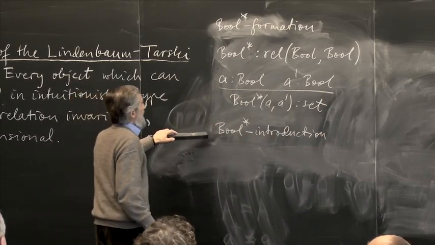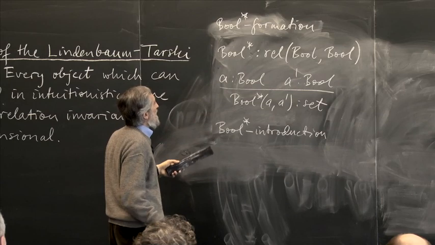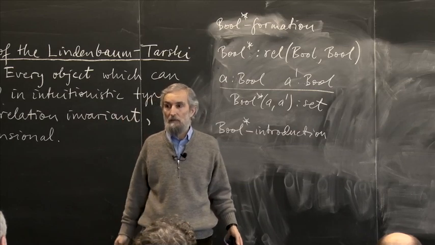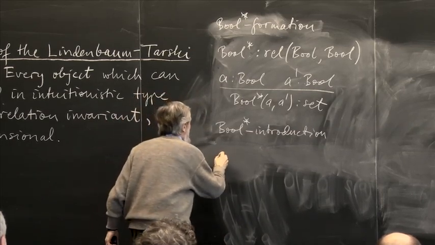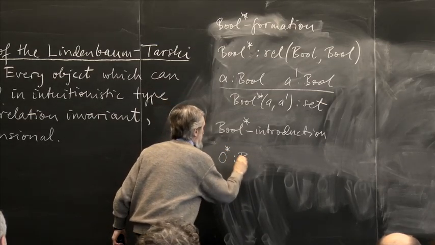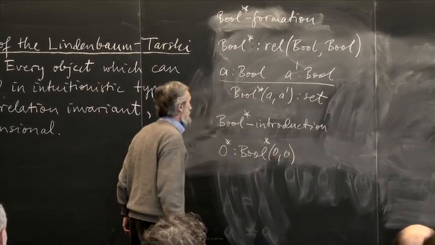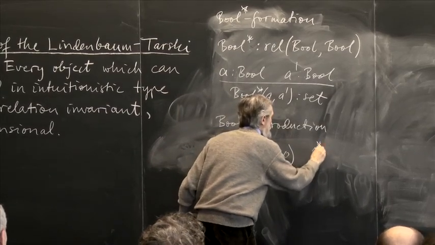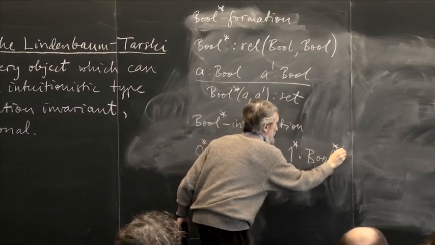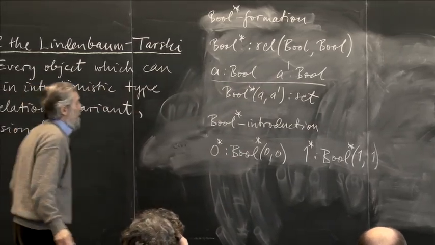And what it says is that bool star is defined by saying that it's the relation which should hold between 0 and itself, and also between 1 and itself, if 0 and 1 are the two elements of bool. So we should have a proof 0 star, which proves that 0 stands in the relation bool star to itself. And we should also have a proof 1 star, that 1 stands in the relation bool star to itself. And these are all the introduction rules.